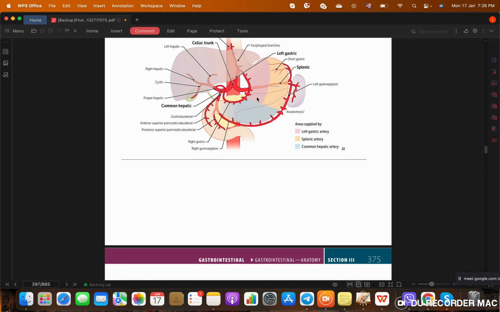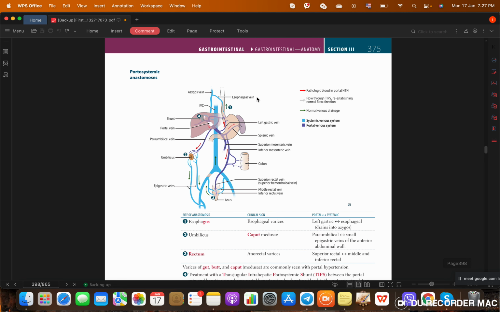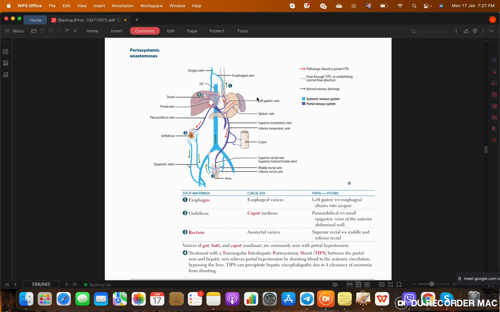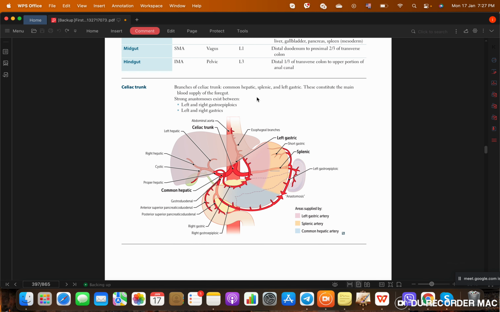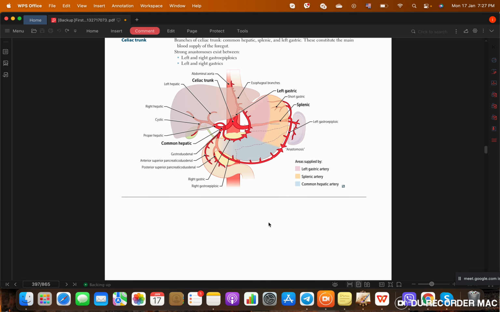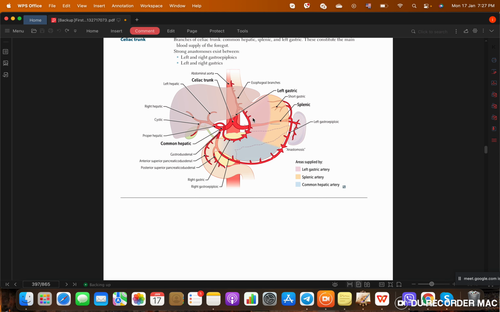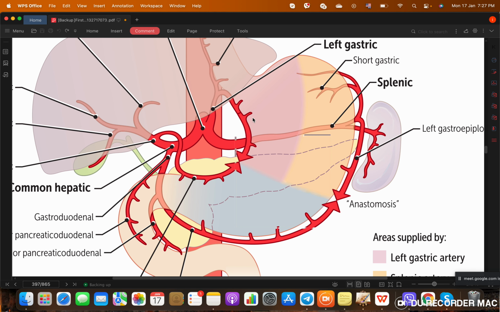The next thing is about the portosystemic anastomosis. These are high yield. Why? Because they have so many, which one? The bleeding. Why bleeding? Are you asking why we have bleeding? Oh, good question. So, what is the most common cause of ulcer? It's a bacteria. Which bacteria? H. pylori. H. pylori is the most common.